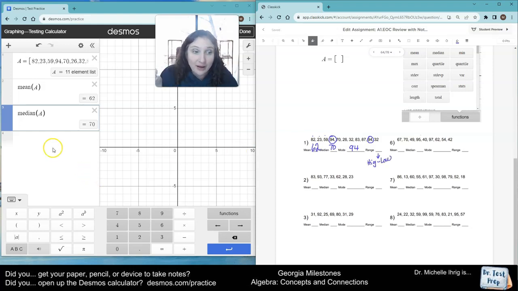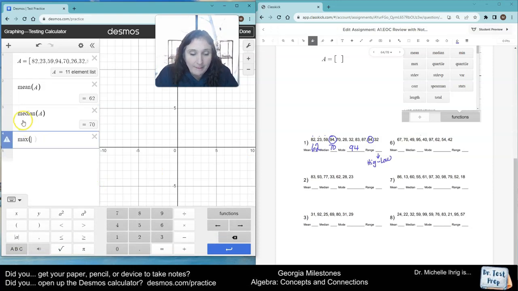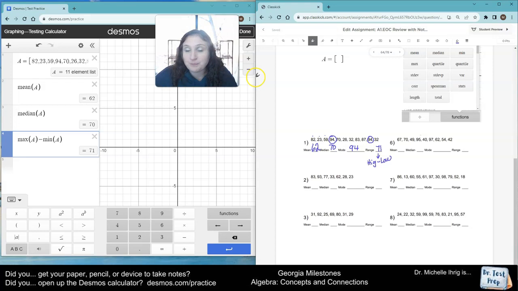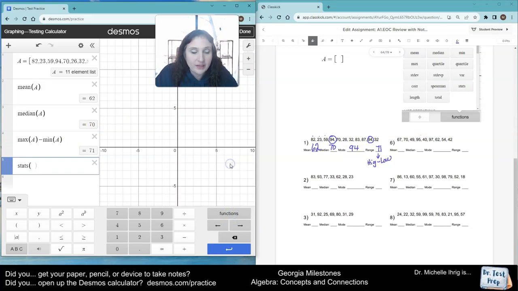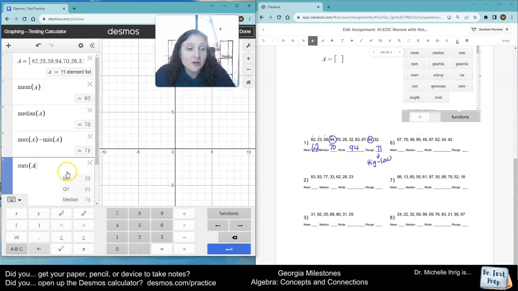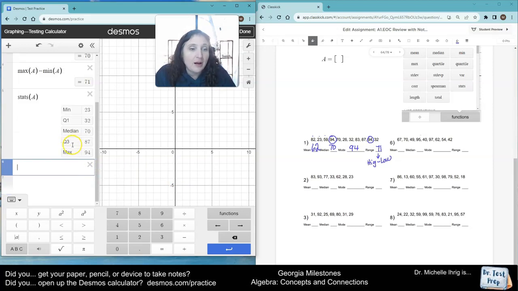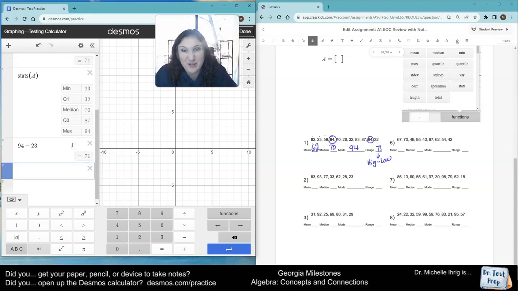Now, if you don't know that, watch what you can do here. Max of A minus the min of A. You just have to tell it to come up with that information. Max is the highest, min is the lowest, 71 is my range. Okay, now there is this stats button right here, which also will give you the min and the max that way. So if you want to just do stats A, you can in your head do, okay, the max is 94, the min is 23, and what do you get? You get the same 71.